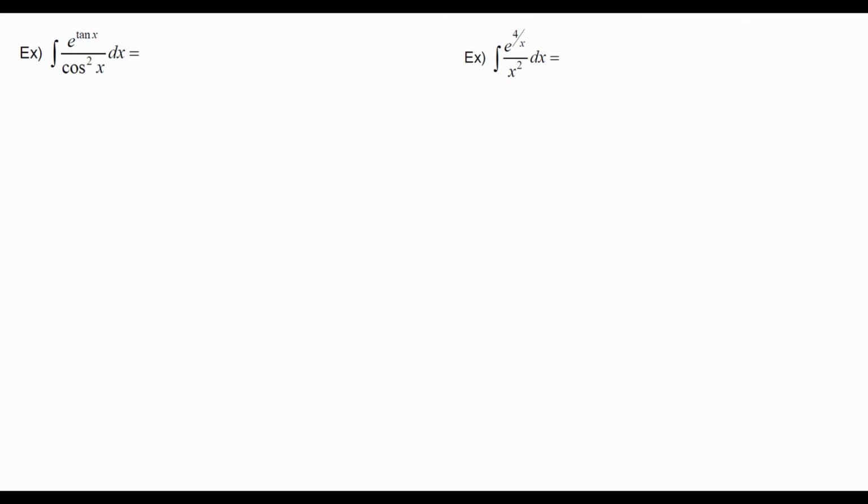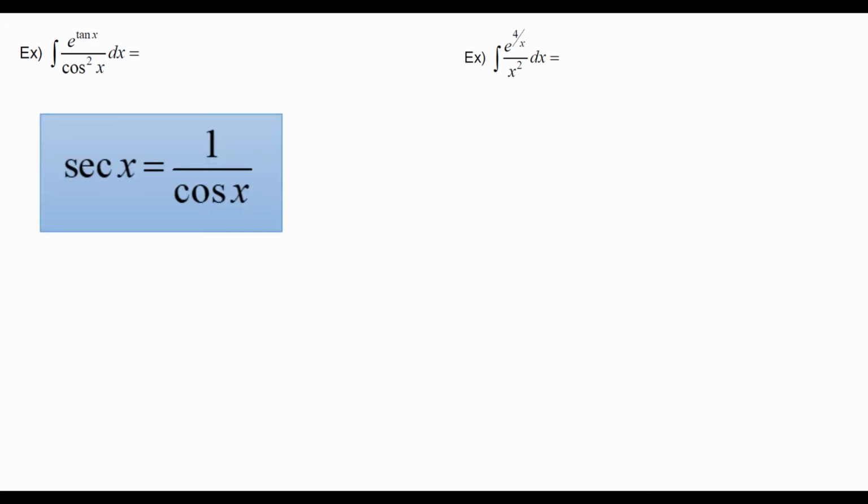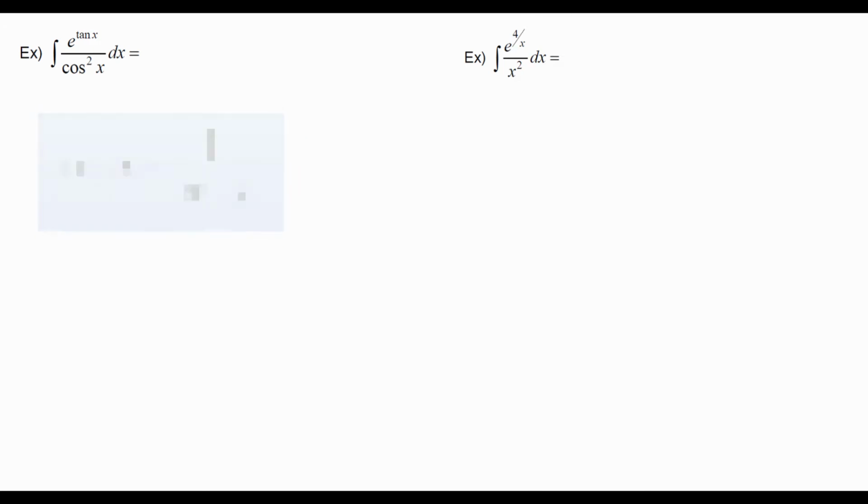Let's keep going. What's the integral of e to the tangent x over cosine square x dx? Well, since it's not e to the x, it is e to the u. That means u is tangent x. Du should then be secant square x dx. I don't have a secant square. Yes, you do. You have a 1 over cosine square of x. Because secant x is 1 over cosine x, secant square x is 1 over cosine square x. So you do have du.